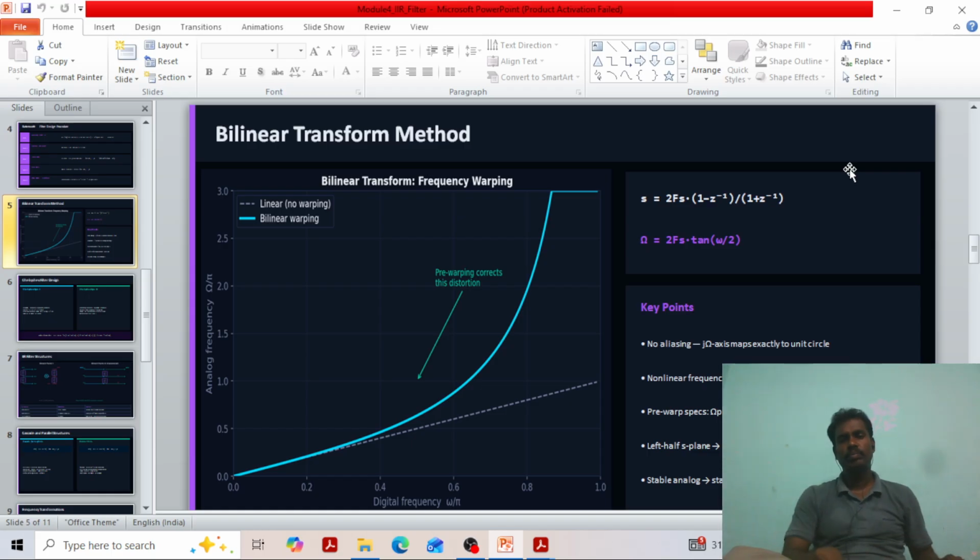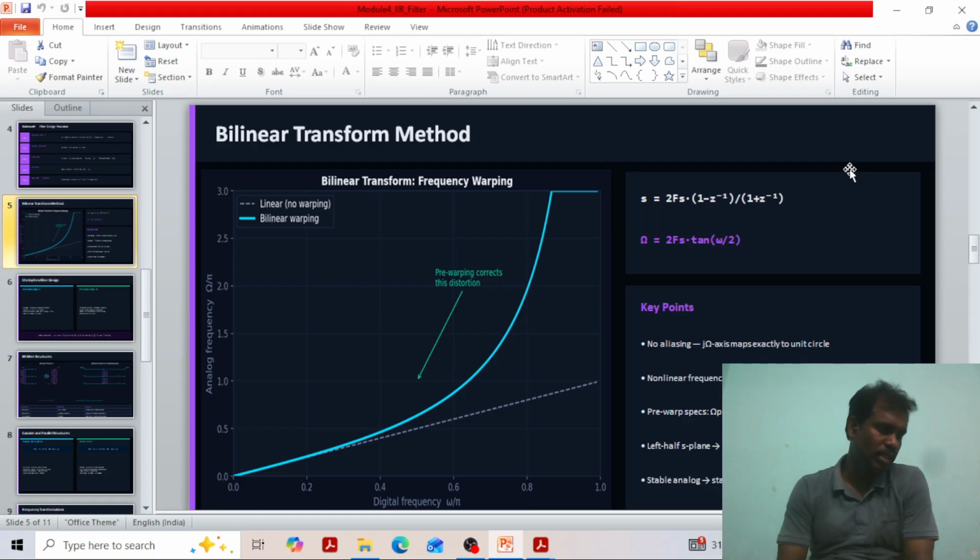But the drawback here is pre-warping. The relation between the analog frequency and the digital frequency is a little non-linear in some portion of the frequencies. That non-linearity is called frequency warping. This is the only drawback; otherwise it maps the poles exactly one to one. If there are 10 poles in the analog transfer function, there are 10 distinct poles in the digital transfer function. There is no aliasing in the bilinear transformation.